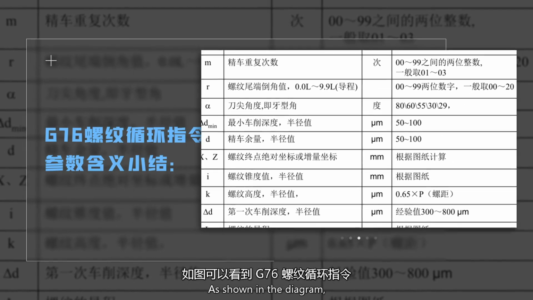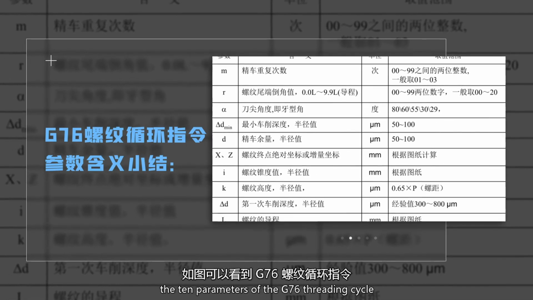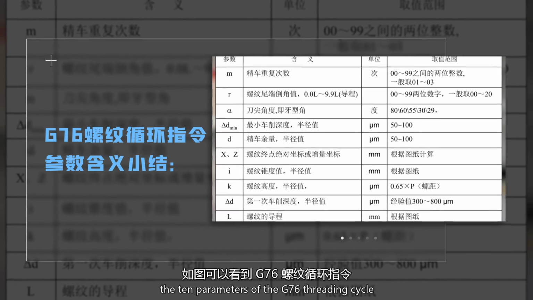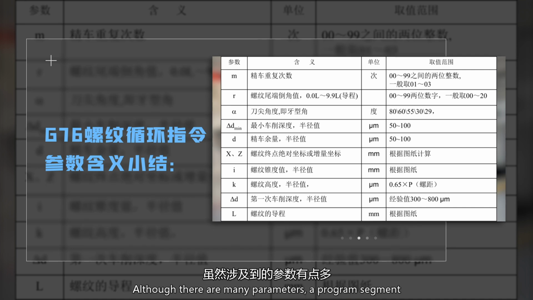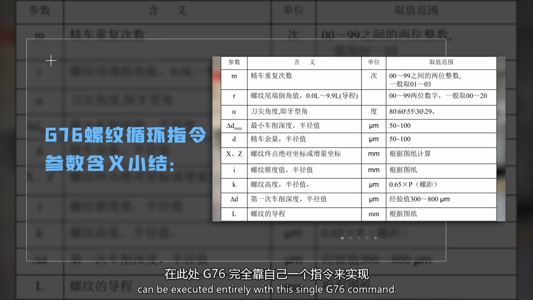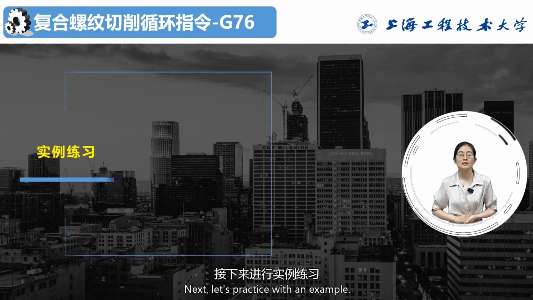As shown in the diagram, the parameters of the G76 threading cycle command are summarized with their specific meanings and value ranges. Although there are many parameters, a program segment that would normally require multiple lines can be executed entirely with this single G76 command. Next, let's practice with an example.